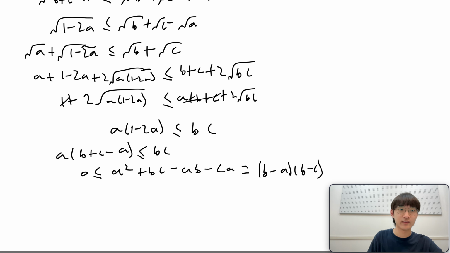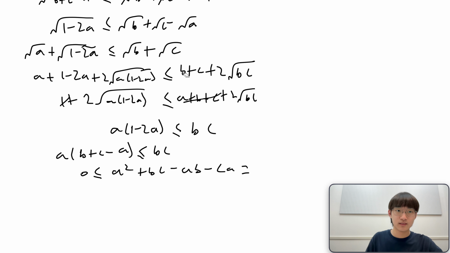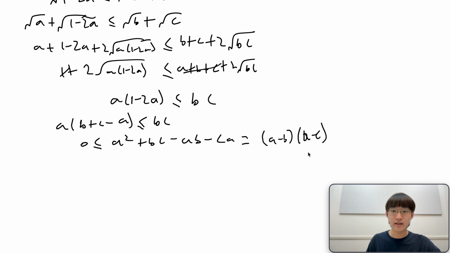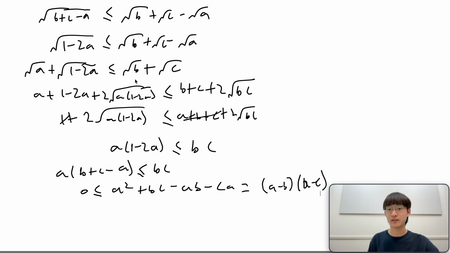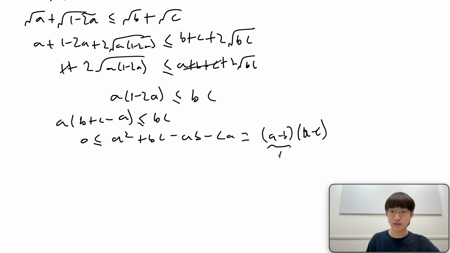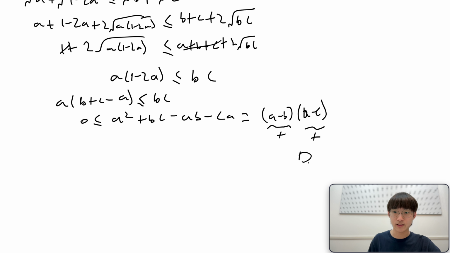Never mind, sorry. Yes, I felt something was wrong. So a minus b times a minus c. Because we said a is greater than or equal to b and b is greater than or equal to c without loss of generality, we know that this term is positive, this term is positive. In other words, a minus b times a minus c is greater than or equal to 0. So our first lemma is proven.